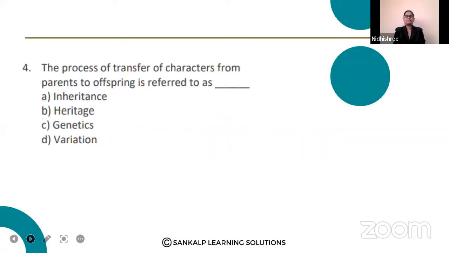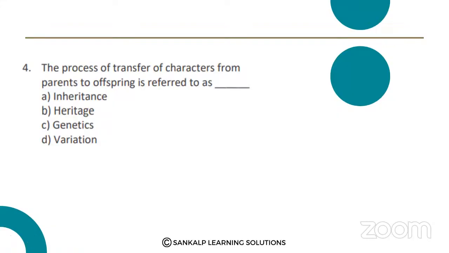The process of transfer of characters from parents to offspring is called as: option A, inheritance; option B, heritage; option C, genetics; option D, variation. Option A, inheritance, ma'am. Chaitra, Kavita, Veeresh, Nuhu Sayyed, Lakshmi, Hemashri, Kumar.